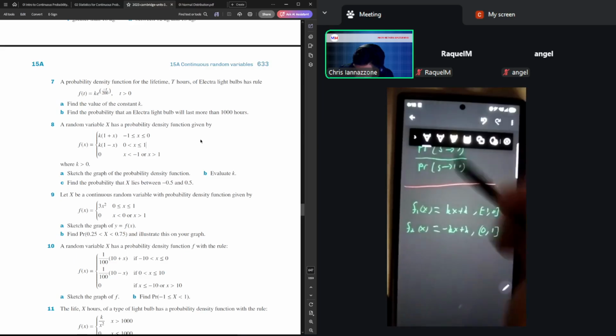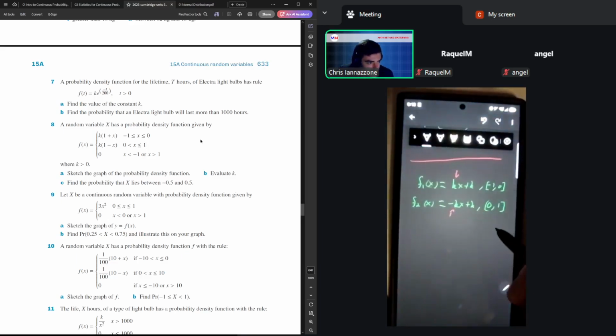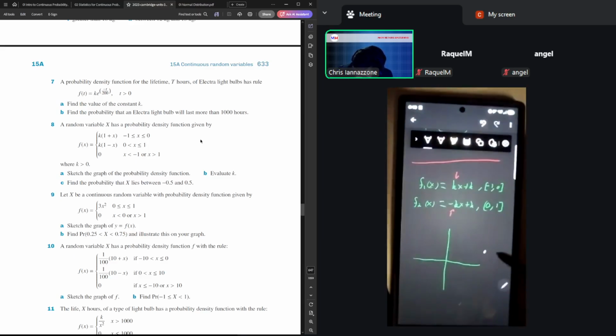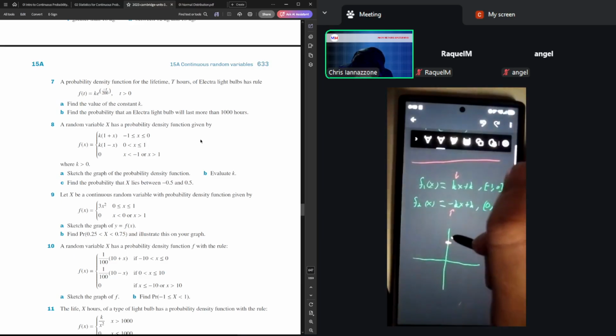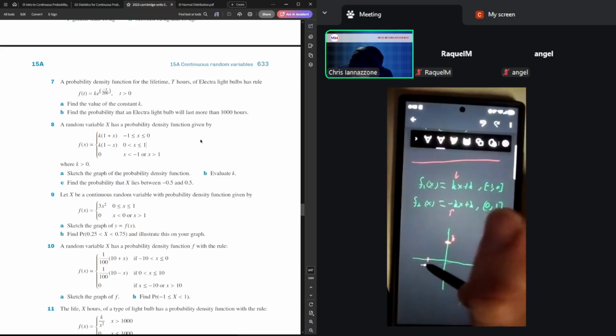Since k is a positive number, this will be a positive gradient, this will be a negative gradient. It says that by saying k greater than 0 on question 8. Sketching the graph, y-intercept of both of them is going to be k. X-intercept, let y equal 0, you're looking at plus minus 1. So you're going to have minus 1 and positive 1.